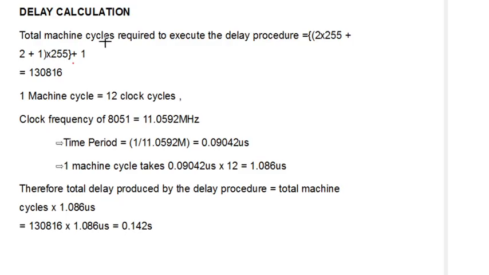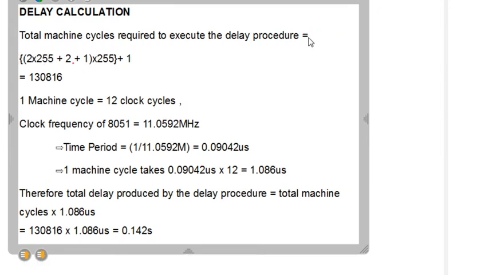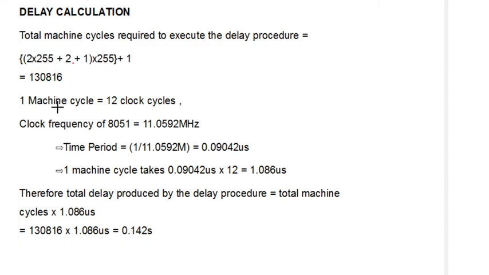The delay calculation is generally made as you can see here. This is the delay calculation, and the procedure is something like this. There is a looping. This 2 into 255 is for the DJNZ instruction. 2 machine cycles are for the DJNZ instruction. So this 2 indicates DJNZ. And here is one more 2, that is for another DJNZ instruction.